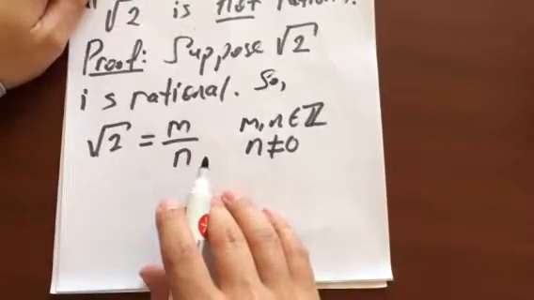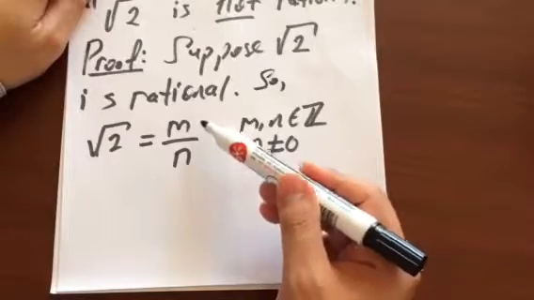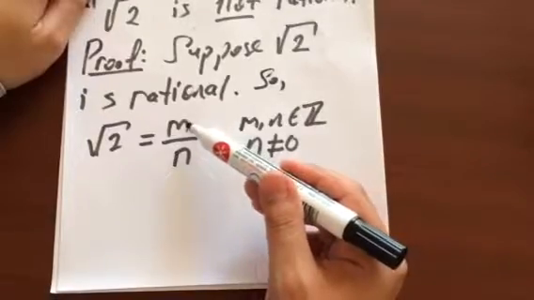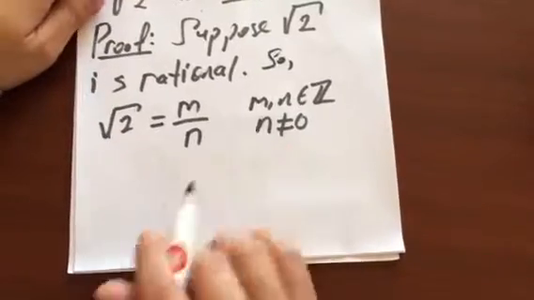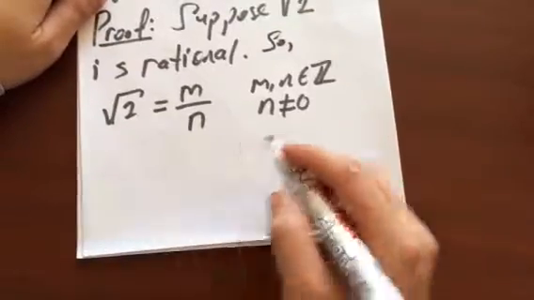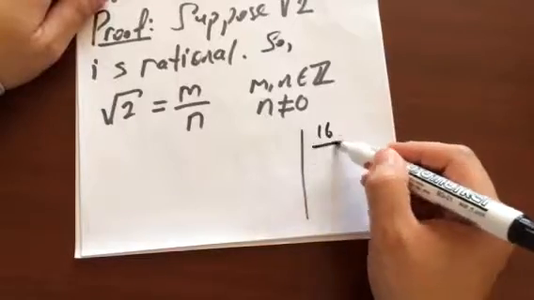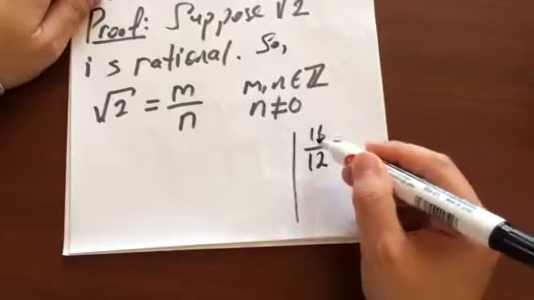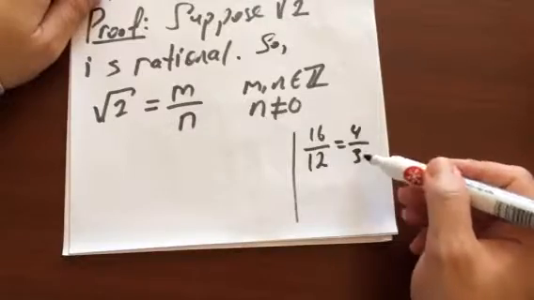We may do simplifications, cancellations to the integers, so that there is no common divisor for m and n. That means their greatest common divisor is 1. Let me give an example: if this is 16 and this is 12, then we may divide so that it's equal to 4 over 3. There is no common divisor for 4 and 3.